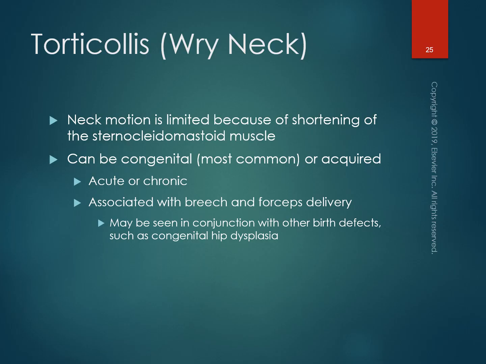Torticollis is a condition in which the neck motion is limited and the cervical spine is rotated due to a shortening of the sternocleidomastoid muscle. This can either be congenital or acquired and can either be acute or chronic. The infant will hold their head to the side of the muscle involved. There is a hard, palpable mass of dense fibrotic tissue within the muscle. Surgical correction is indicated if the condition persists beyond 2 years of age.